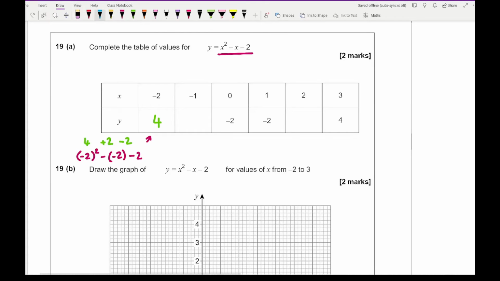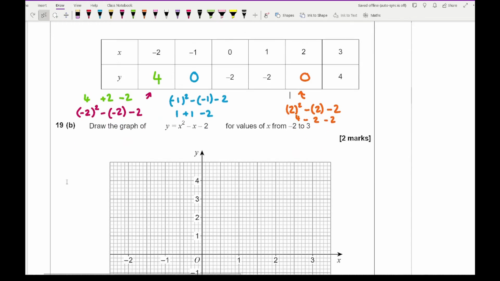Then for the next value, we're looking at x equals minus 1. So that's going to be minus 1 squared minus minus 1, take away 2. Minus 1 squared is 1. Minus minus 1 is positive 1. Take away 2. 1 plus 1 is 2. Take away 2 is 0. Then for this next one, we've got 2 squared minus 2, take away 2. So 2 squared is 4. Take away 2, take away 2 gives us an answer of 0.